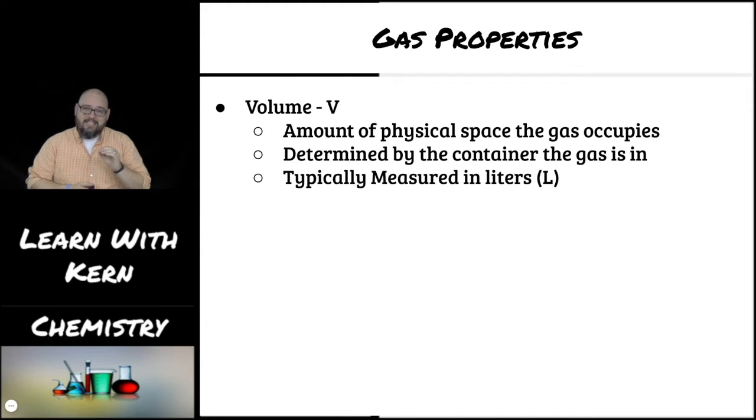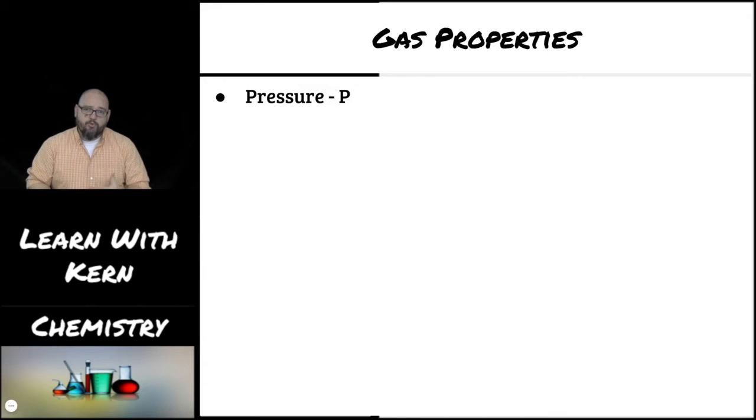Now, volume is typically measured in liters. Sometimes you'll see it in milliliters or cubic centimeters, but most of the time we're going to measure the volume in liters. The second gas property is pressure.